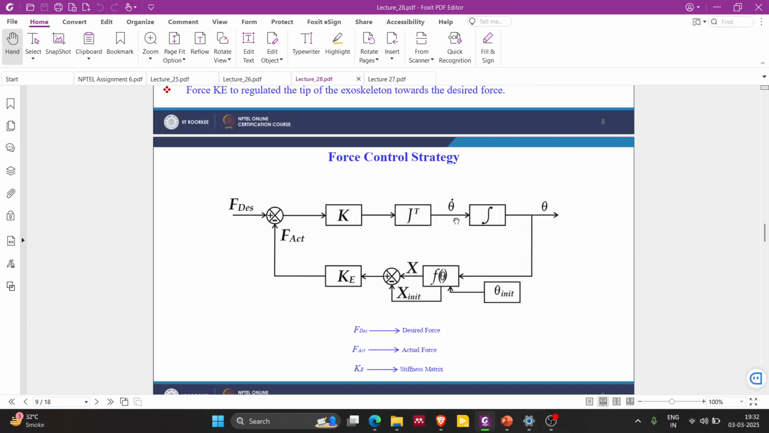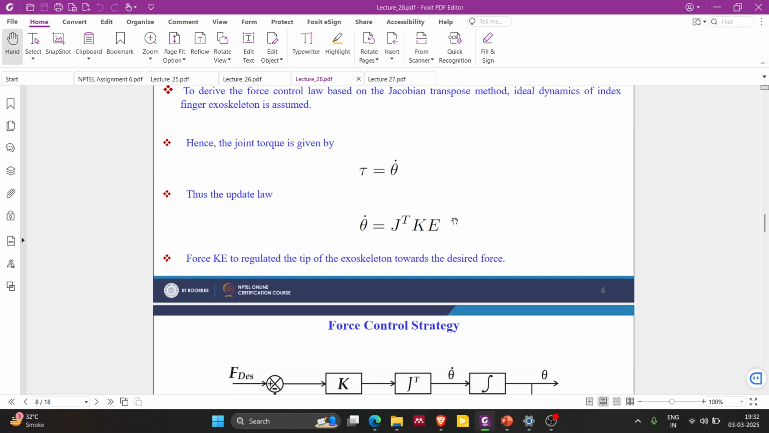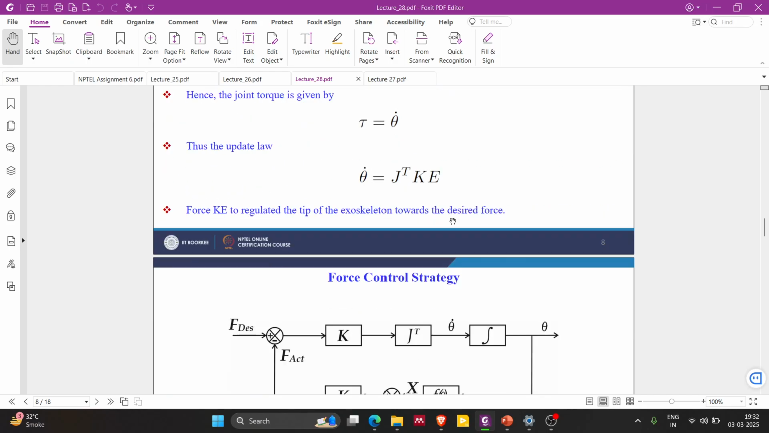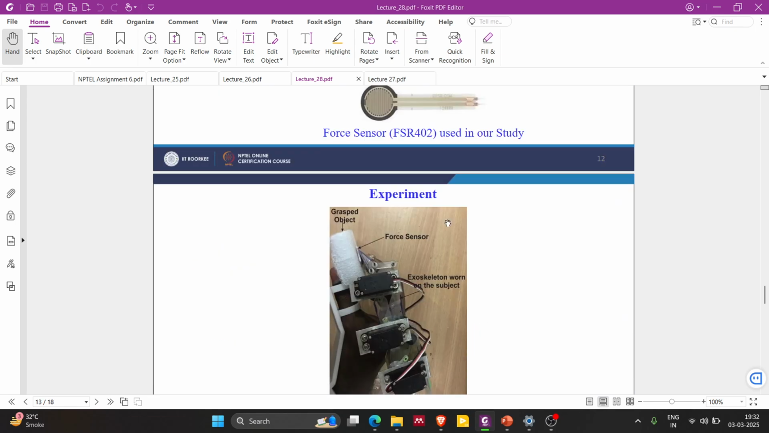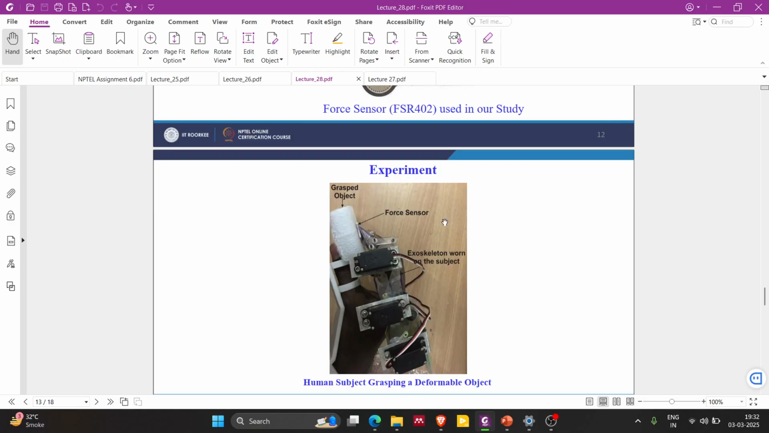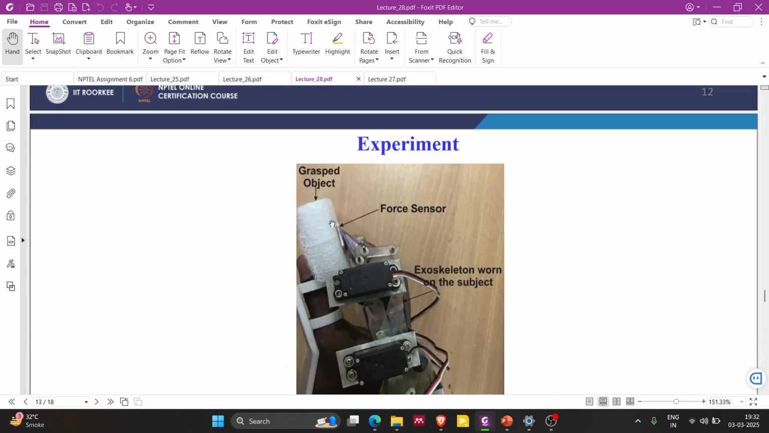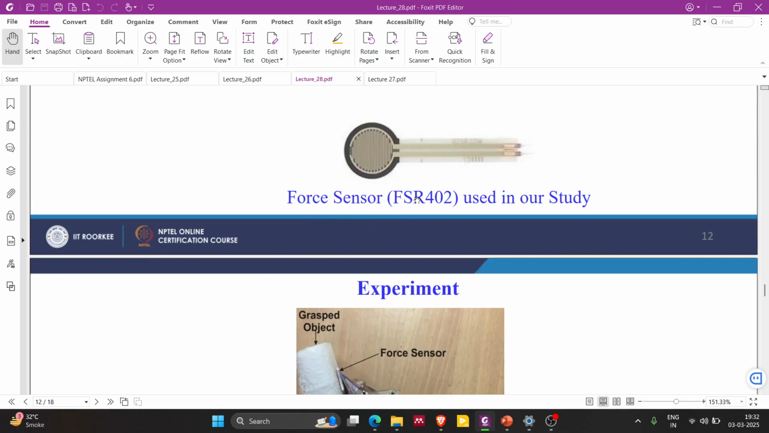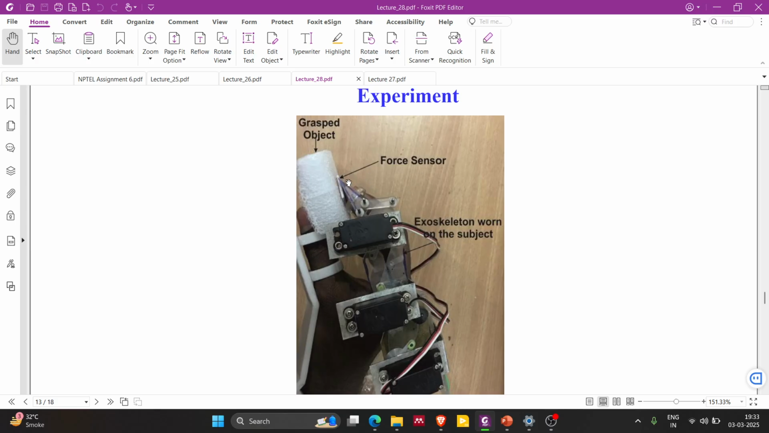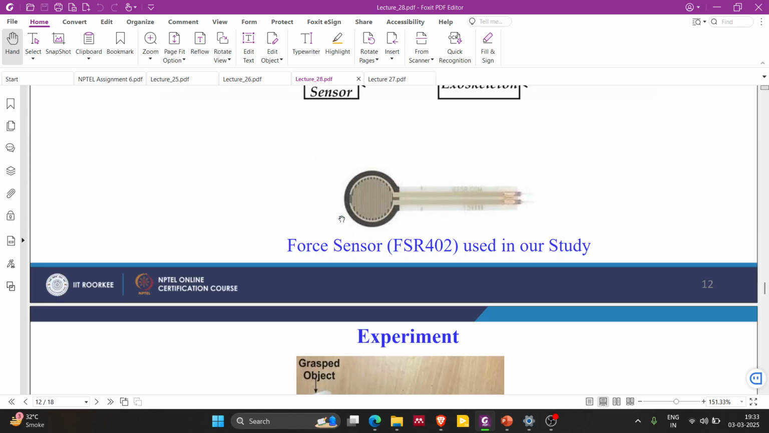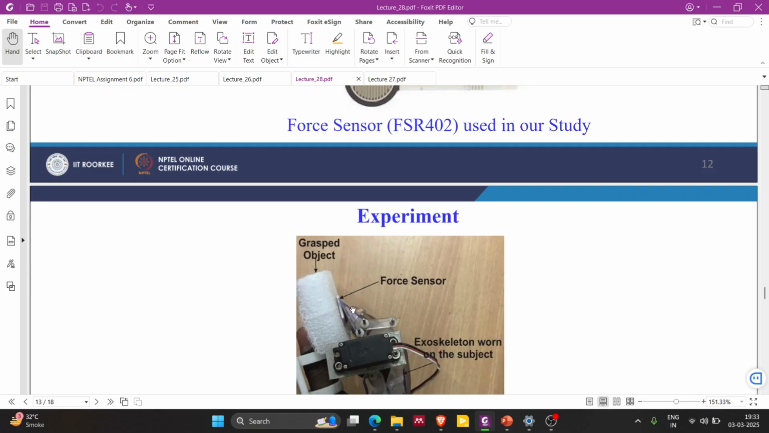This is some kind of force control strategy, I think an impedance-based control strategy. You can see the experiment setup. This is a grasped object, and there is this force sensor, called an FSR sensor. You can easily buy it; these are easily available. These force sensors are placed inside an object to see how much compressive force is being applied to the object by the exoskeleton.